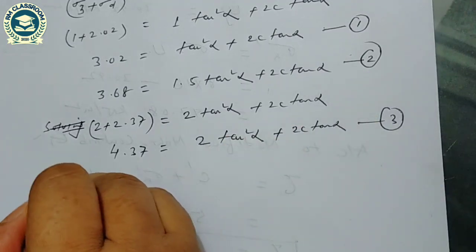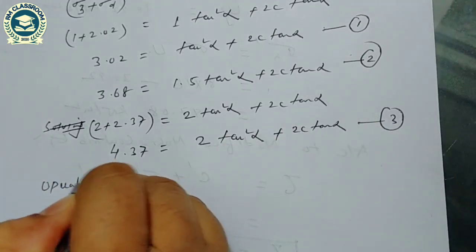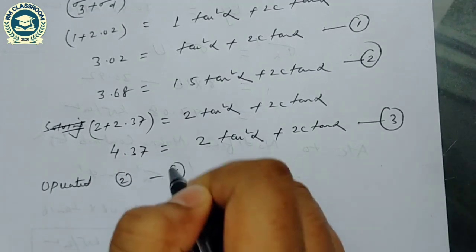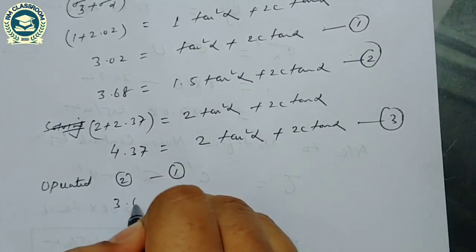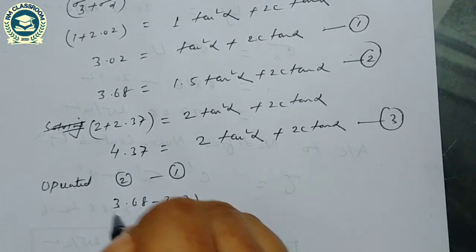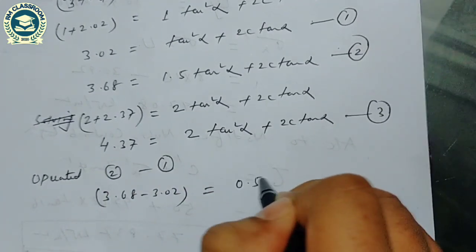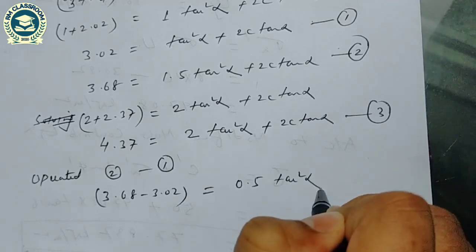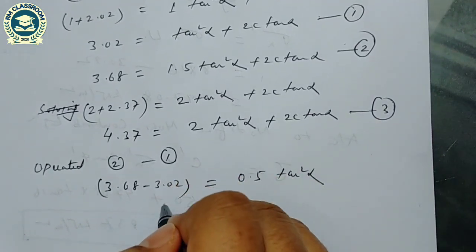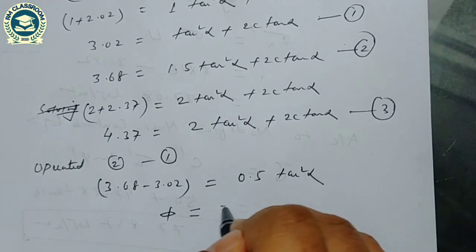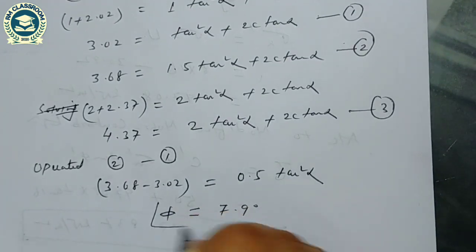Any one you can operate. So operate 2 minus 1. So 3.68 minus 3.02 is equal to 2C tan alpha. 2C tan alpha is cancelled, so 0.5 tan square alpha. So here phi can be computed as 7.9 degree.